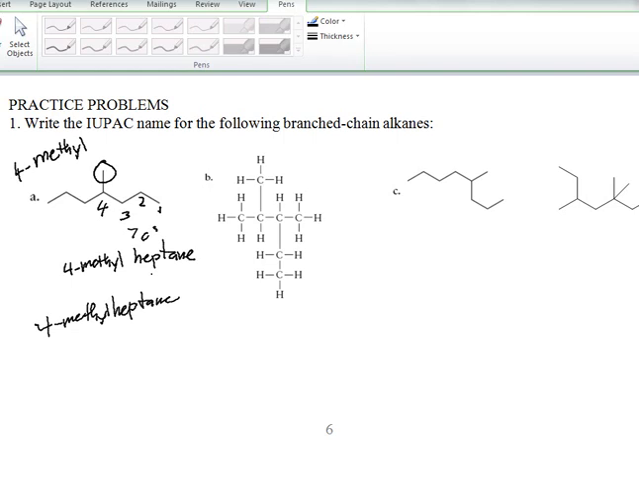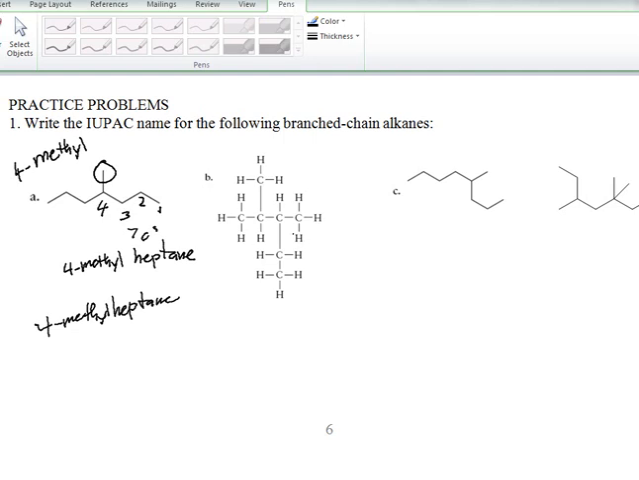We identified the main chain. It's the longest continuous carbon chain. It has 7 carbons, so it gets the name of heptane. We don't change A and E because there are no double bonds present. And then we identified the substituent. It's 1 carbon derived from methane. Change it to methyl to indicate that it's a substituent, and its location is on carbon number 4.